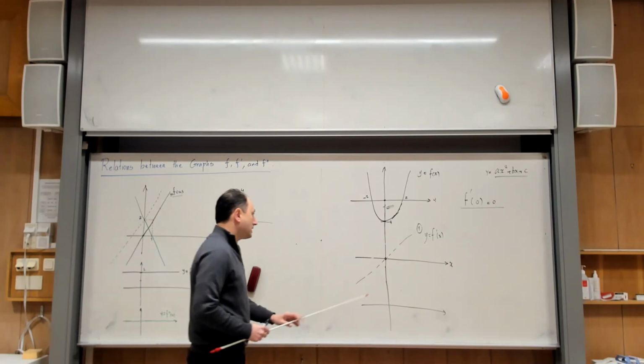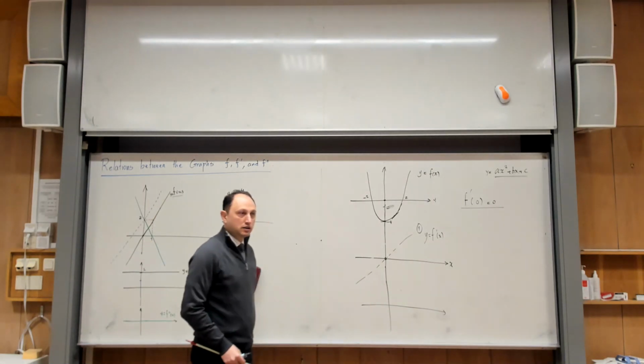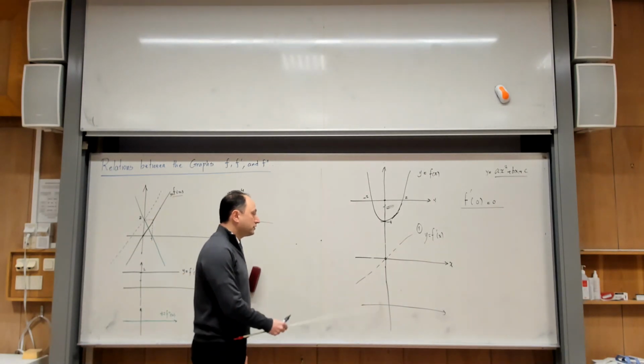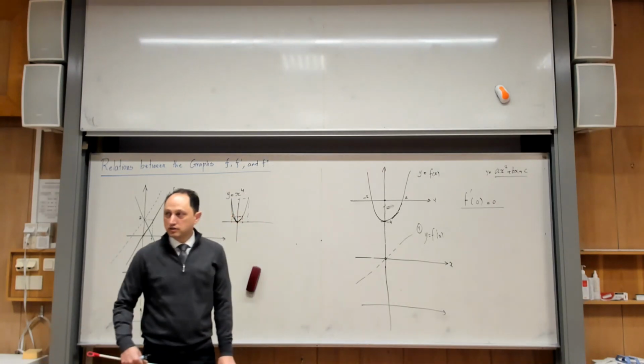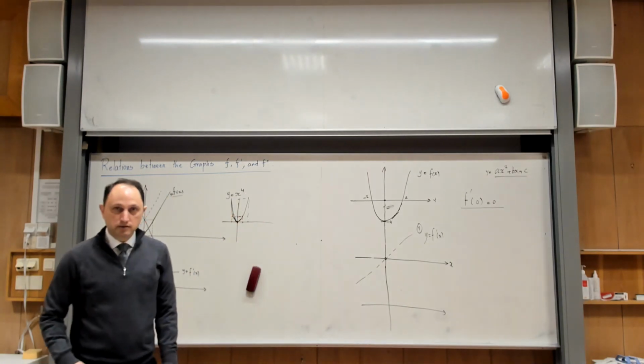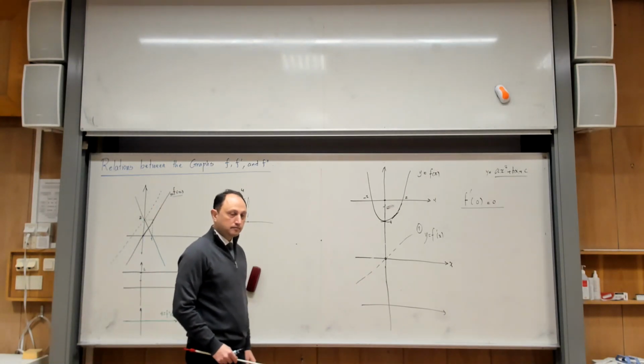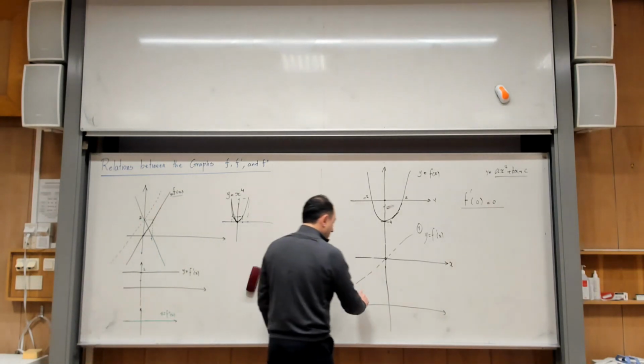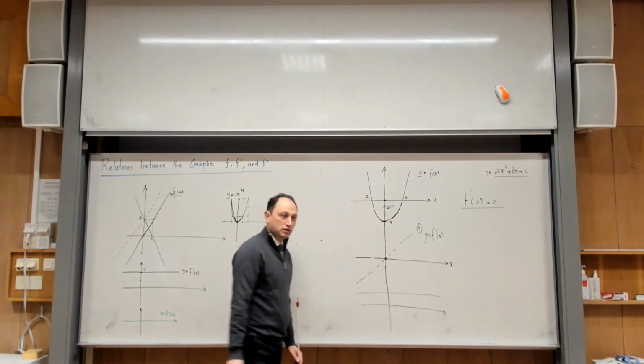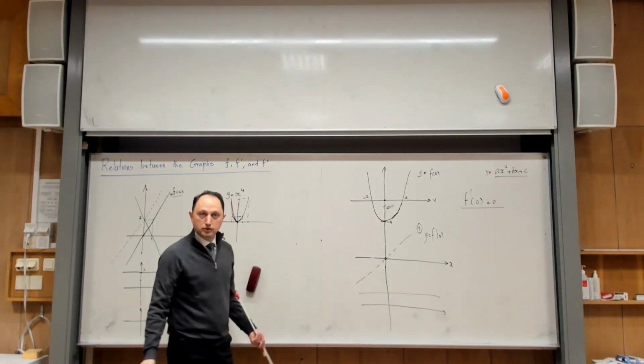So this means that this should be a horizontal line. But which line? Above the x-axis or below the x-axis? Yes? Well, since it's increasing, that means that it has to be positive. Positive. So it should be a horizontal line here. What exactly, where, we don't know.